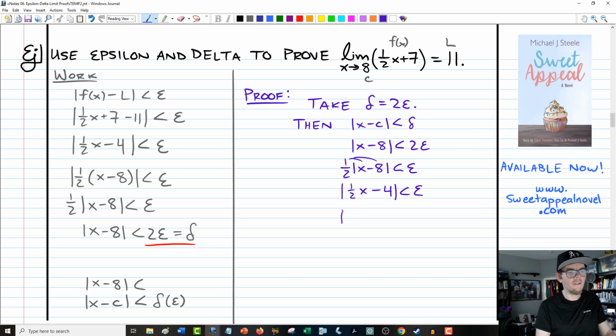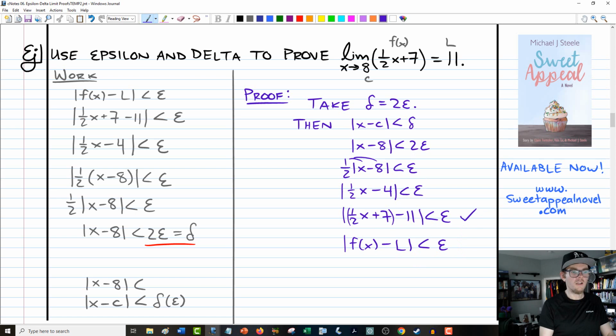From here, very speculatively, I'm just a clever boy, I'm going to do 1/2 x, and then I'm going to do, I don't know, plus 7 minus 11 maybe? Like, how about that? Let's go with that. And look at that, that's our function. We've just shown that effectively the absolute value of f of x minus L is less than epsilon. And yeah, I didn't formally state that those are the same things, but I'll forgive that here. This was really our conclusion step. We got where we wanted to.